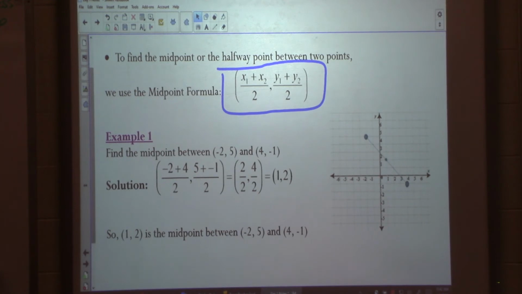So we need to write down the midpoint equation. No, we don't do anything with x's and y's together. They're separate. Hey guys, if you notice, the first one's actually on the board, the solution right underneath example 1. That's the one.